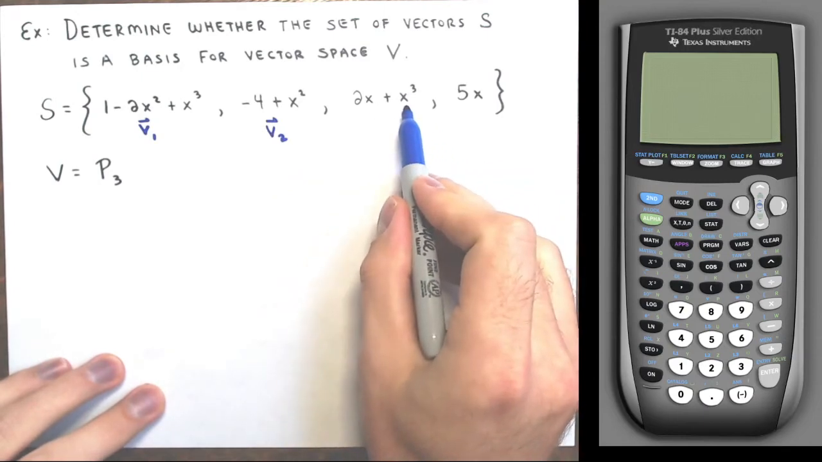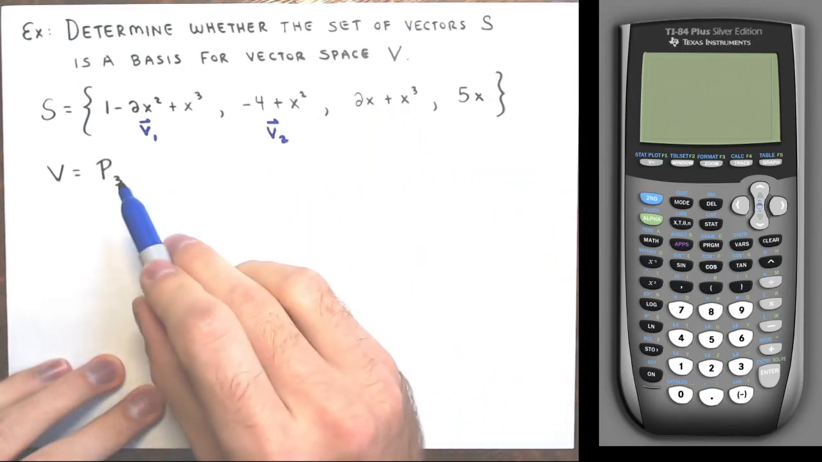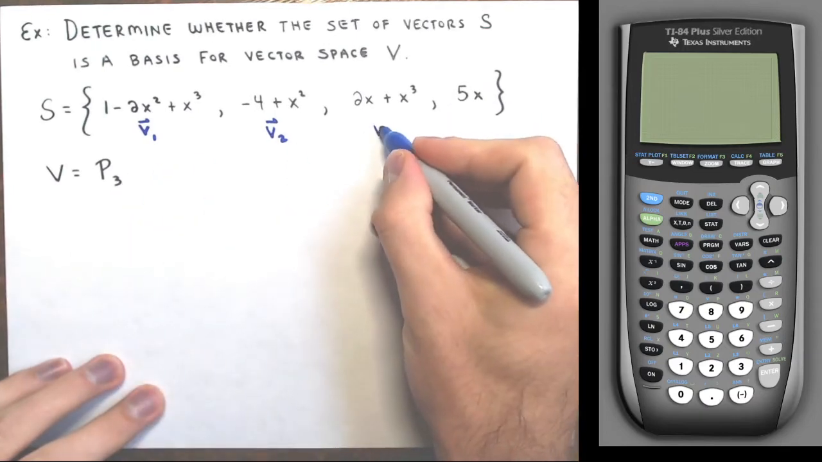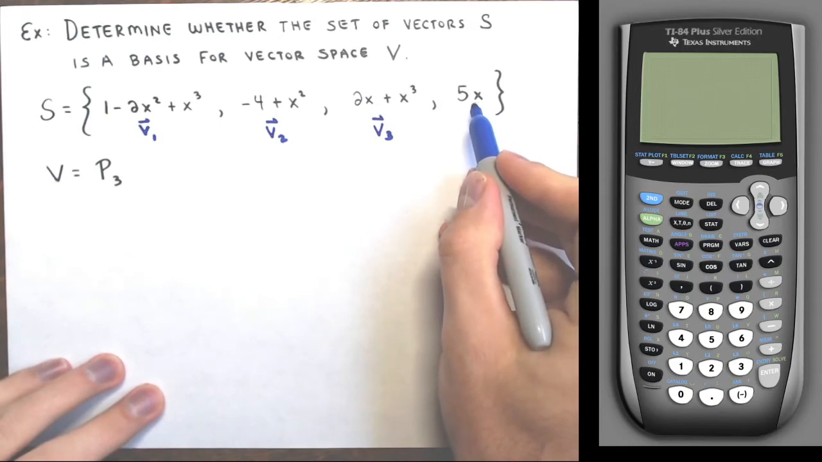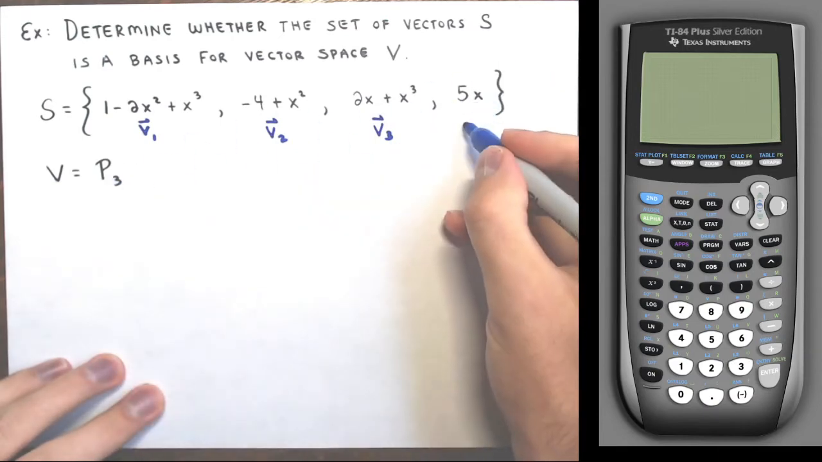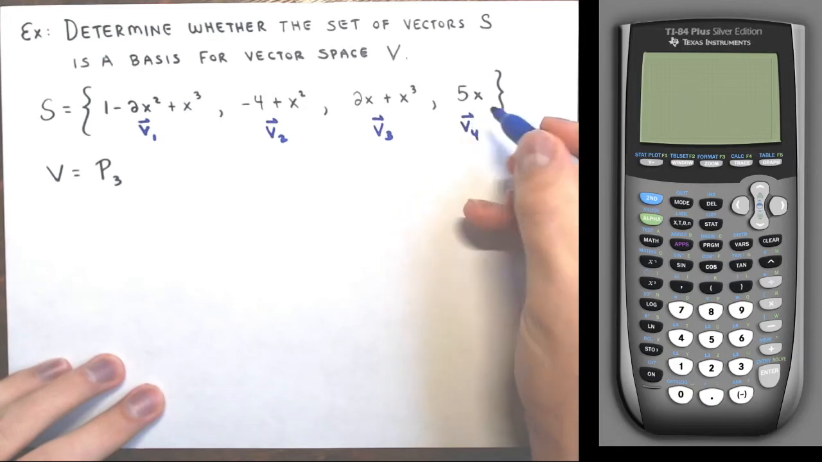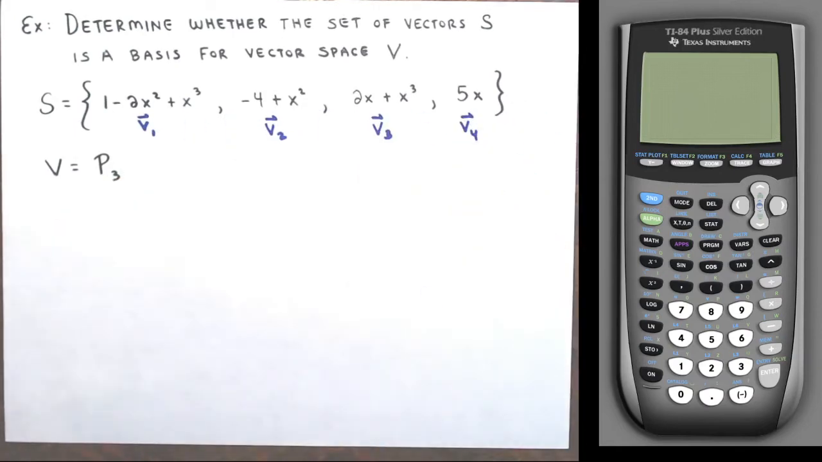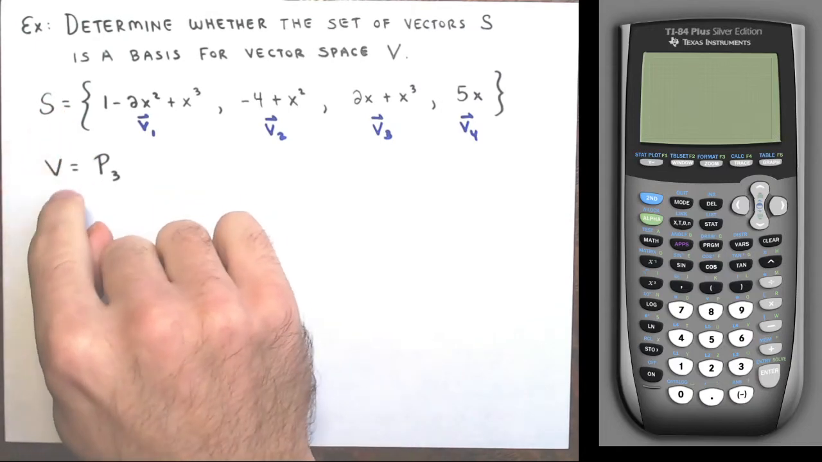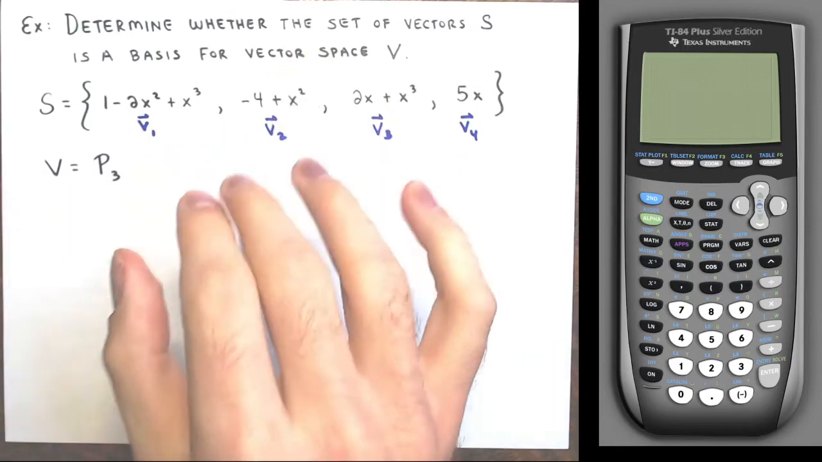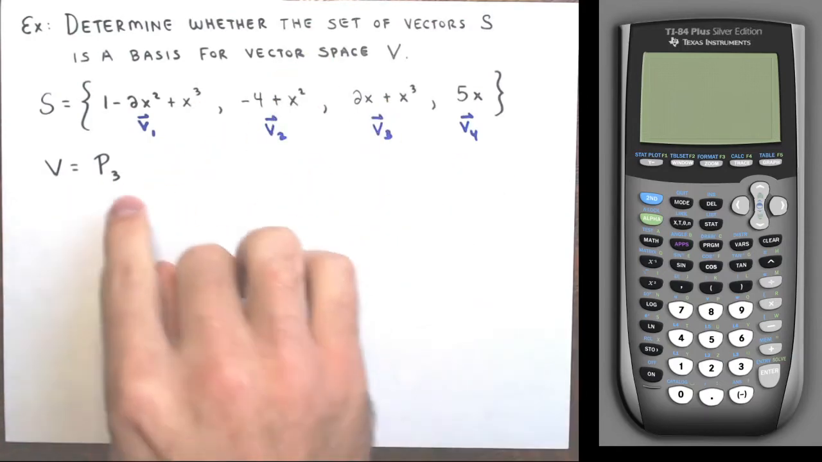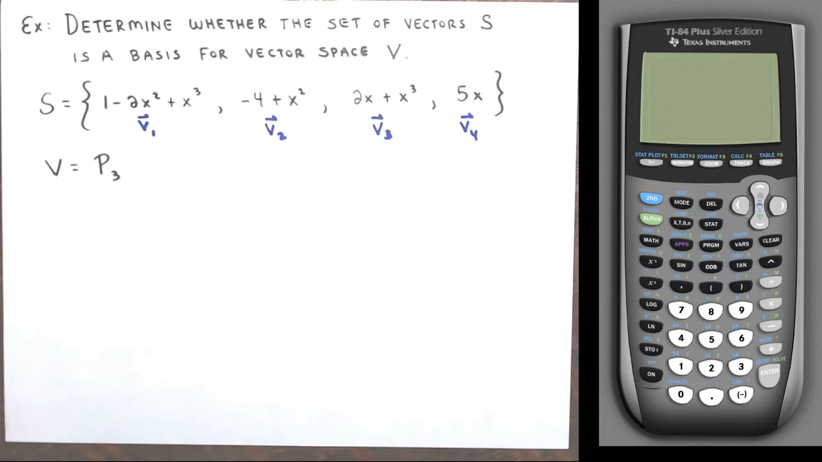2x plus x cubed is another polynomial of degree 3 or less, thus another vector, in this example vector 3. And 5x is another polynomial of degree 3 or less, so it's another vector, v4. So I have a set of 4 vectors, 4 polynomials, and again I'm asked, is S a basis for P3? Could I use these as building blocks for P3, making every vector in P3 by taking linear combinations of these, and are these independent?